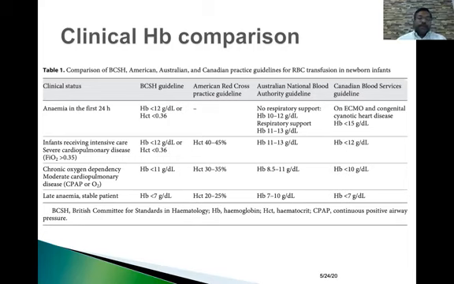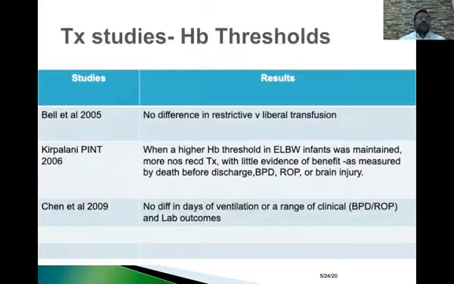This is because hemoglobin is taken as a surrogate marker of oxygen delivery. So until we have a much more robust marker of oxygen delivery, we will end up using hemoglobin and hematocrit as these surrogate markers. I'll skip through these studies. There are practically many studies for hemoglobin thresholds, whether restrictive or liberal.